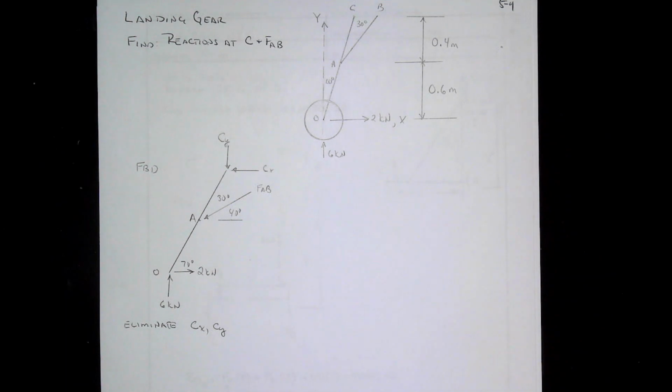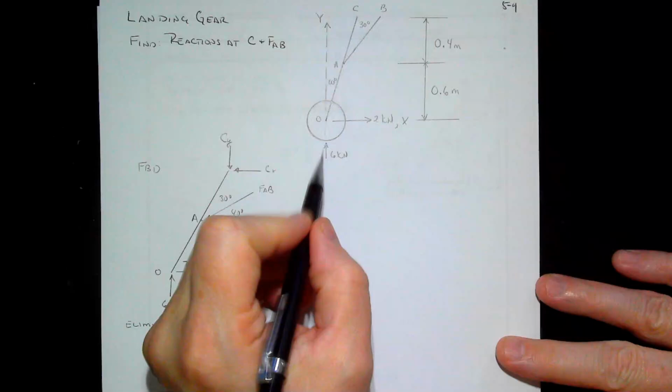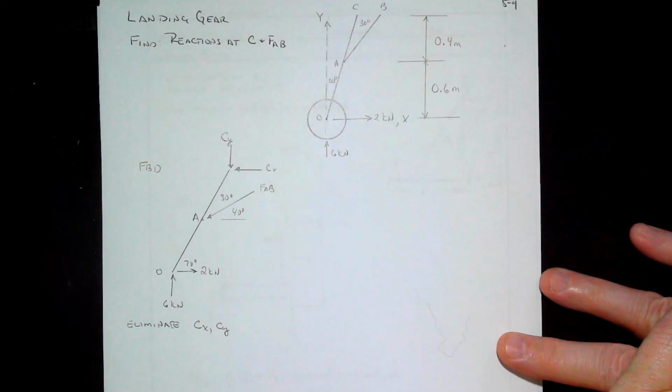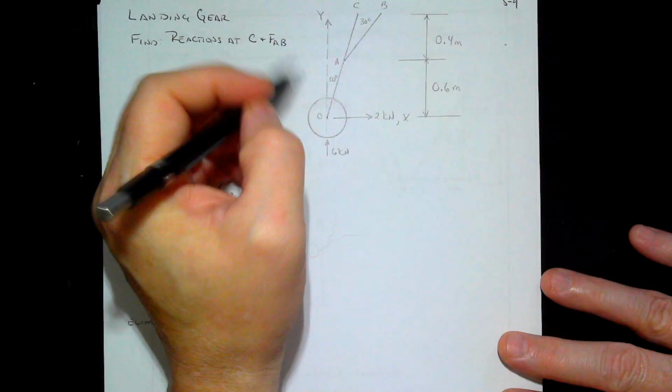Good day. So we're going to do a number of problems here for Chapter 5, Rigid Body Equilibrium. So for our first problem, what do we have? We have a landing gear. So this is a landing gear connected to a wheel on a plane. So the plane has come down, and we have a force of 6 kilonewtons coming up through.